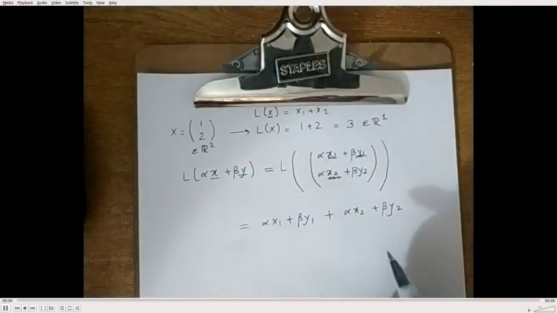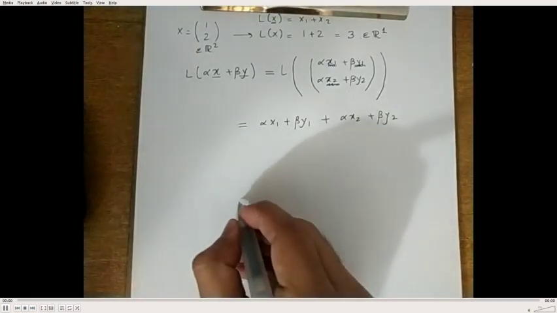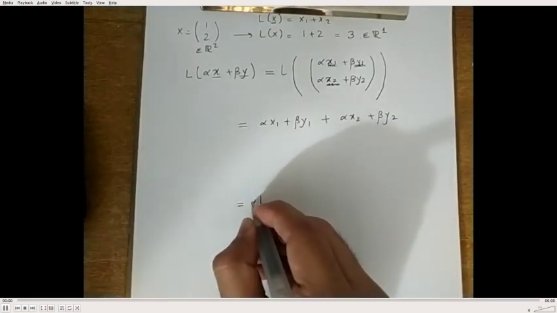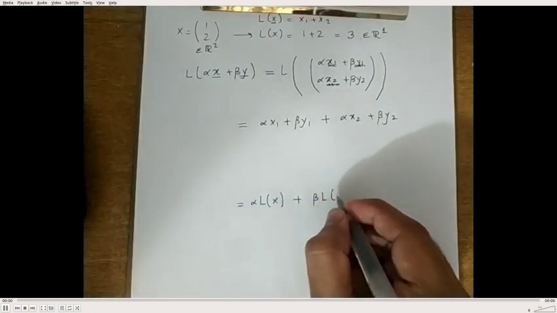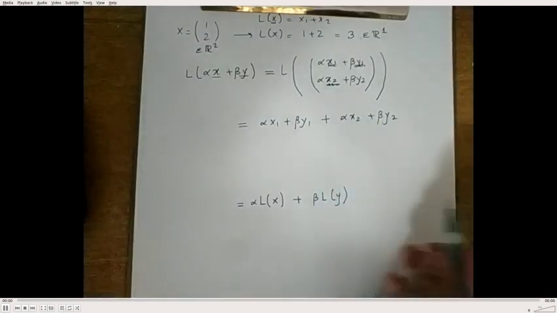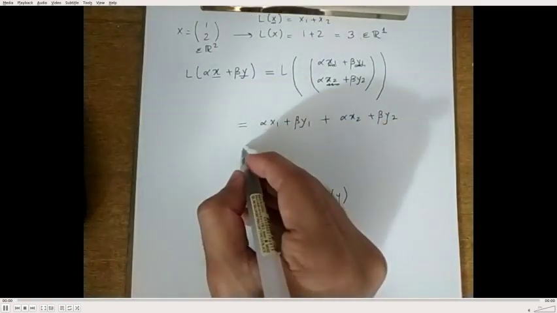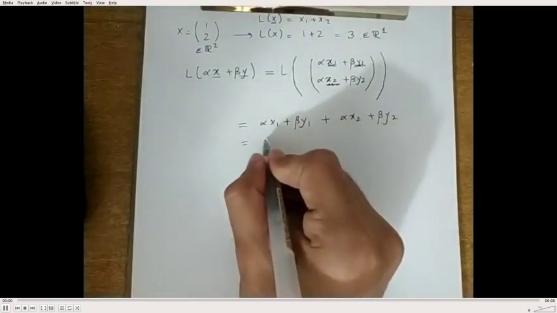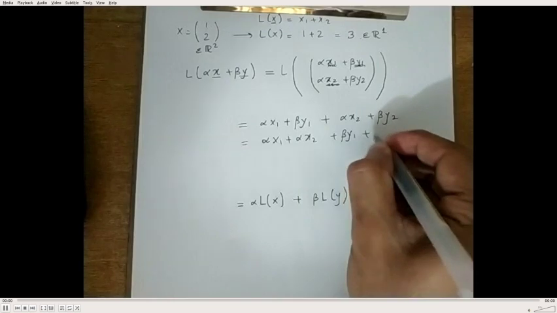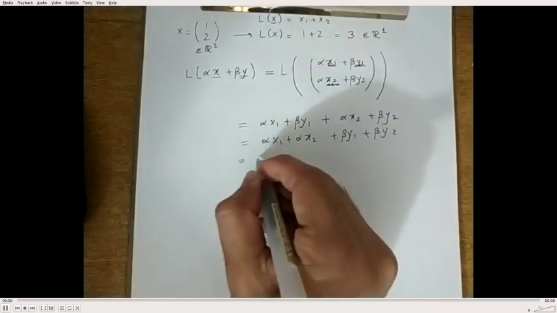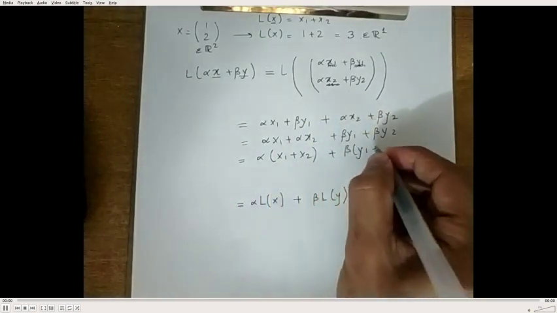And to show this is a linear combination, my end goal of course is to show that this is simply alpha times L of x plus beta times L of y, which is simple to see because L of x is simply going to be x1 plus x2. Let's do that. Let's rearrange these terms. This becomes alpha x1 plus alpha x2 plus beta y1 plus beta y2. Take alpha common, I get x1 plus x2, and take beta common, I get y1 plus y2.